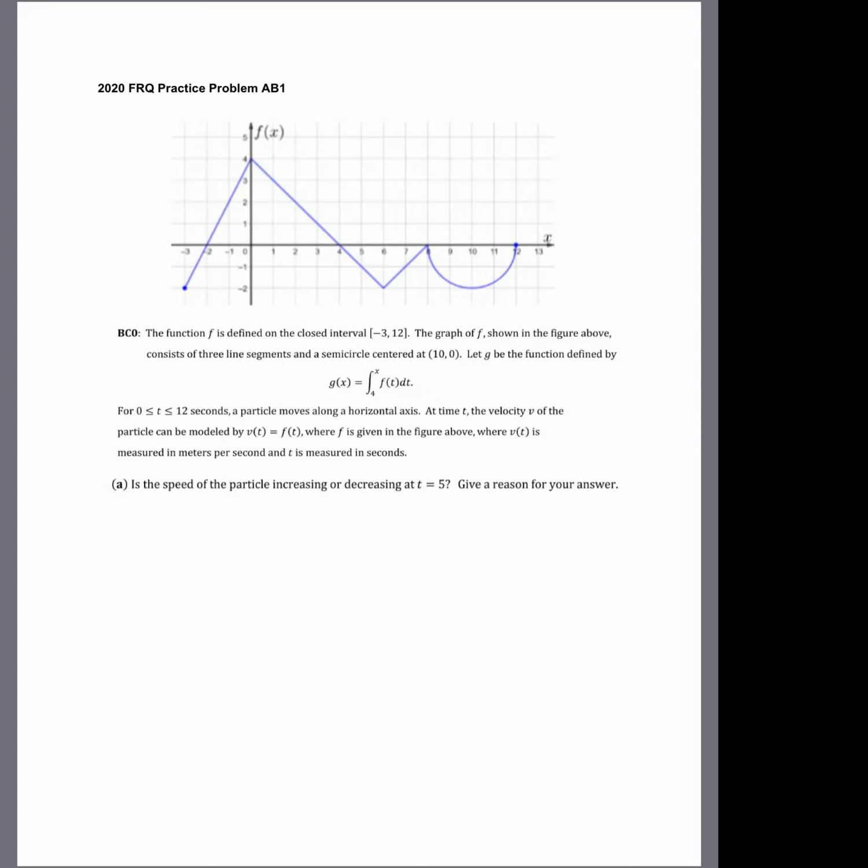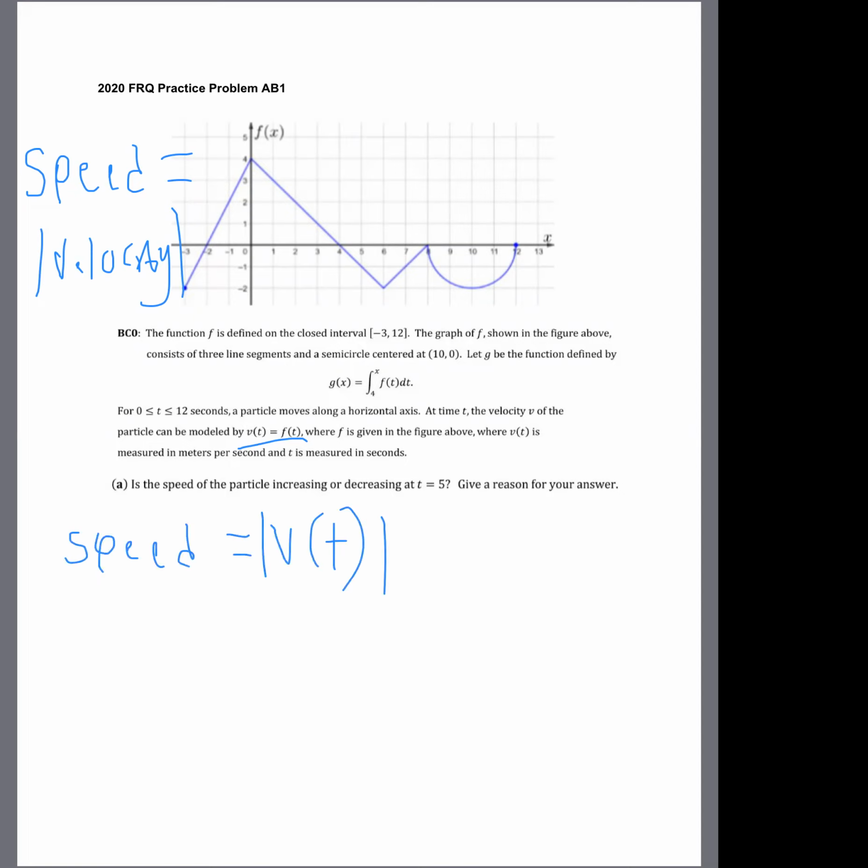The first thing I want to write is that always remember, at least in Cal, speed is equal to the absolute value of velocity. That's the one thing you should get across, and it's like a formula. So since the graph is velocity, in order to get speed, speed would just be the absolute value of velocity, which is, as we know, right there. And it's pretty much this graph.